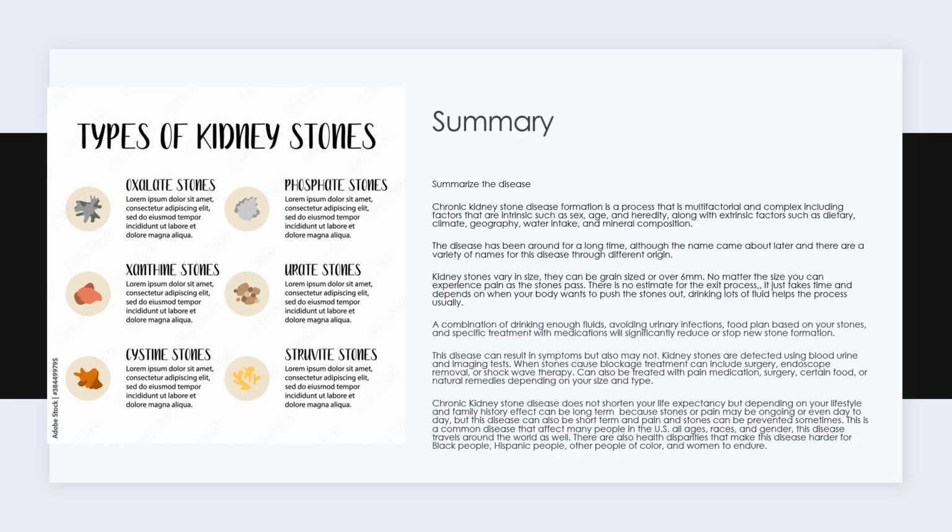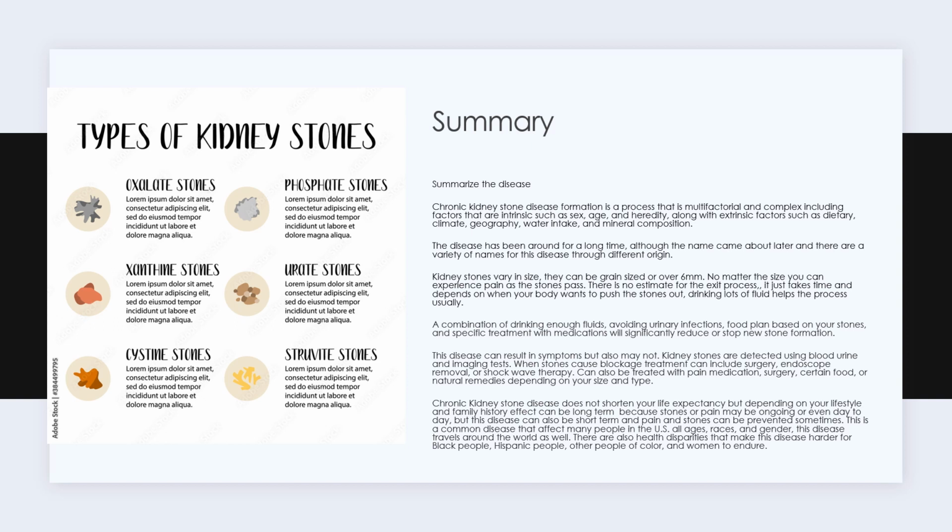Chronic kidney stone disease formation is a process that is multifactorial and complex, including factors that are intrinsic, such as sex, age, and heredity, along with extrinsic factors such as dietary, climate, geography, water intake, and mineral composition. The disease has been around for a long time, although the name came about later, and there are a variety of names for this disease through different origins.